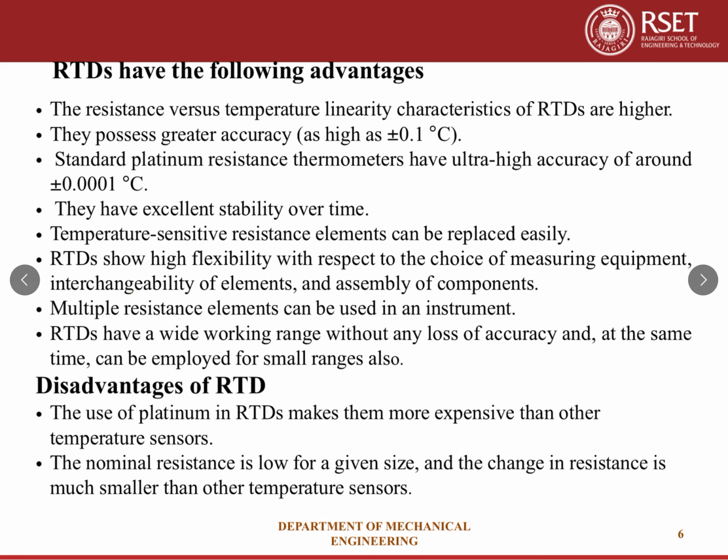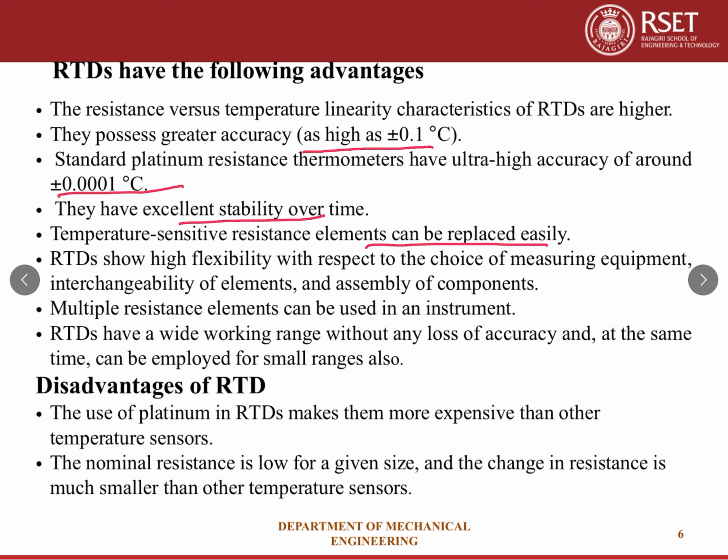Then, the RTD has the following advantages. The resistance versus temperature linearity characteristics of RTD are higher. They possess greater accuracy, as high as 0.1 degrees Celsius. The standard platinum resistance thermometer has ultra high accuracy of around 0.0001 degrees Celsius. They have excellent stability over time. The temperature sensitive resistance element can be replaced easily. That is another advantage of RTD.